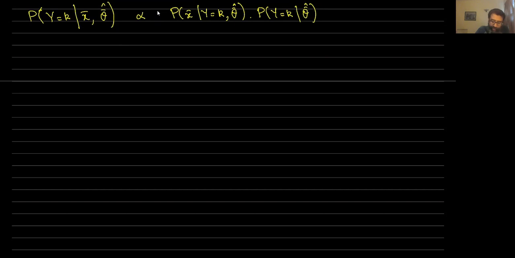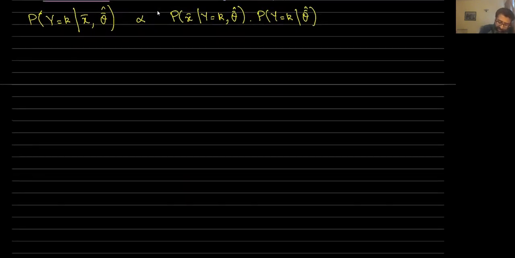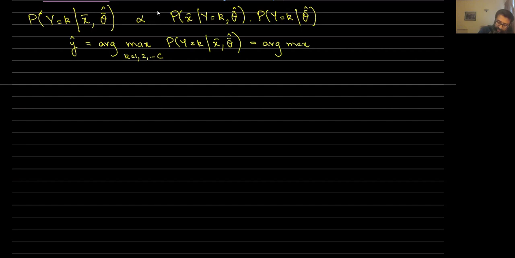All right? Now my class prediction is simply going to be y hat, which is the argmax over k equals 1 all the way up to c of the probability that y equals k given x and given theta hat, right? So this is the same as the argmax over k equals 1 all the way up to c, where I'm just going to replace this thing here with this thing here. Okay, so this is the probability of x given y equals k and theta hat, times probability y equals k given theta hat.